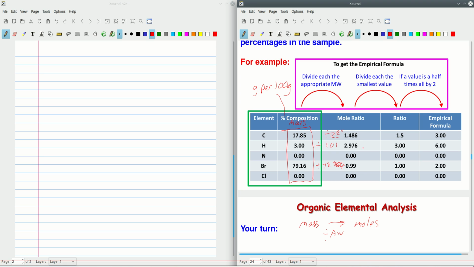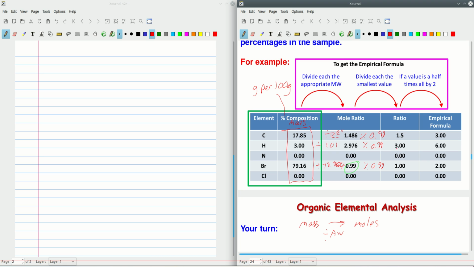Now these are the mole ratio. And we don't want the mole ratio, we want them ratioed to 1. The way you do that is you divide each by the smallest. So this is the smallest value. So we divide each by the smallest, so dividing by 0.99 gives us 1.5, dividing by 0.99 gives us 3, dividing by 0.99 gives us 1. Then once we've got this, we notice we've got a ratio of 1 to 3 to 1.5.